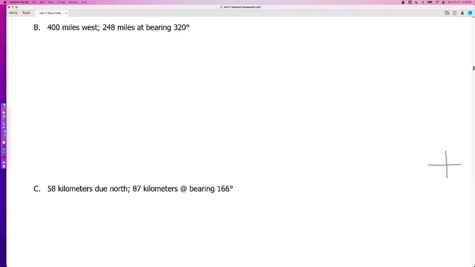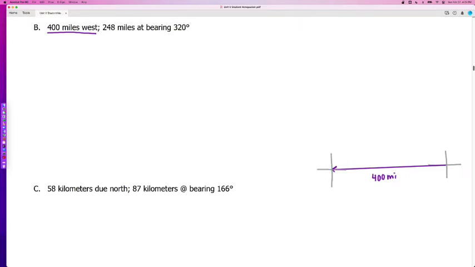And the first vector I'm going to do in purple here, so that's going to be 400 miles due west. So we're going to construct that vector first, just straight out like that. Remember that it needs a tail and a head, so the ending location is the head. And then that's 400 miles.